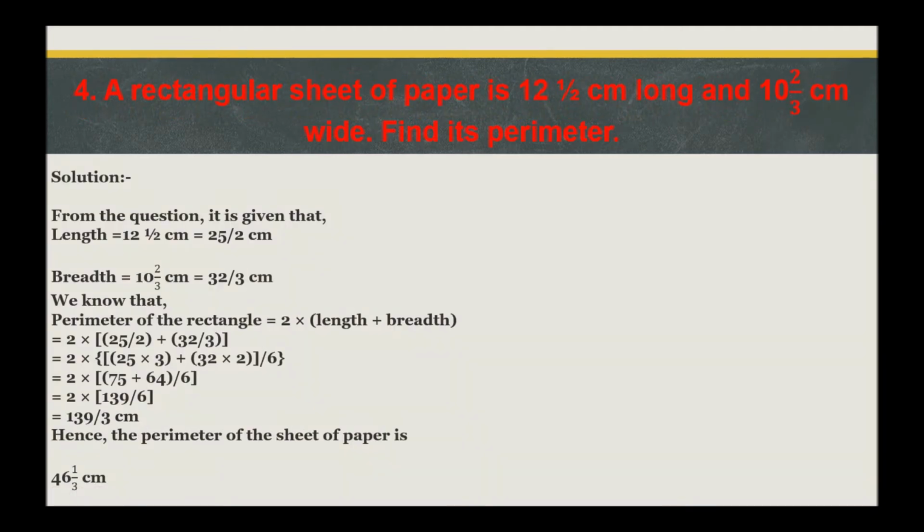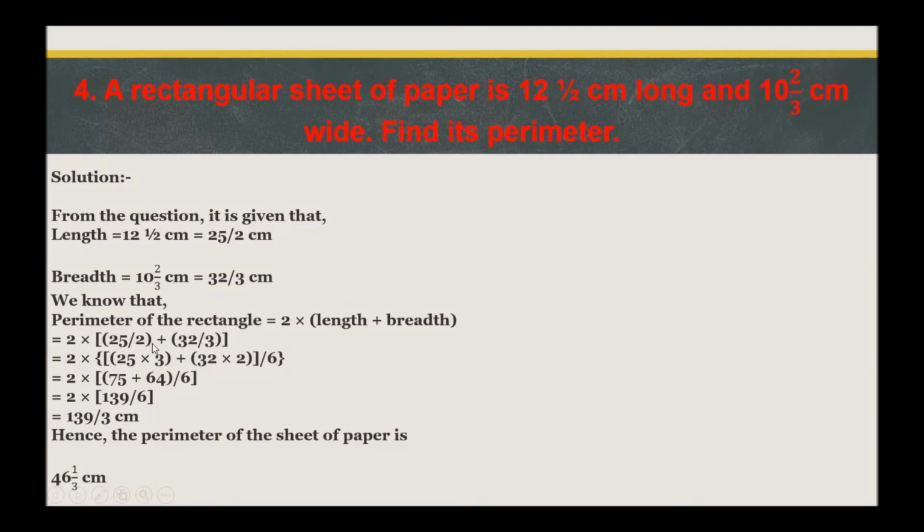Fourth question, a rectangular sheet of paper is 12.5 centimeters long and 10 and 2 by 3 centimeters wide. Find its perimeter. From the question, it is given that the length is 12.5 centimeters, that is 25 upon 2 centimeters. Breadth is 10 and 2 by 3 centimeters, that is 32 upon 3 centimeters. The formula for the perimeter of a rectangle is 2 into length plus breadth. So the length is 25 upon 2 and the breadth is 32 upon 3.